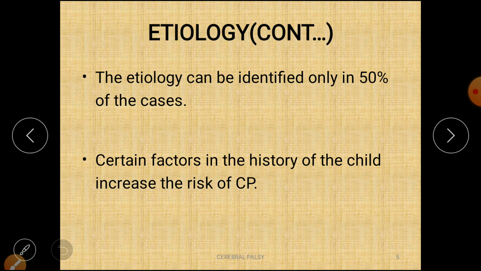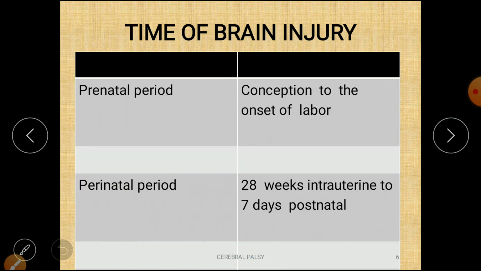Etiology can be identified only in 50% of the cases. Otherwise, it is basically idiopathic also. So certain factors in the history of the child may be the cause or risk of CP. Now we see the time of brain injury. So first is prenatal period, then perinatal period and postnatal period.